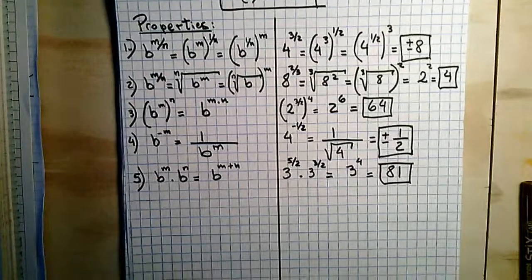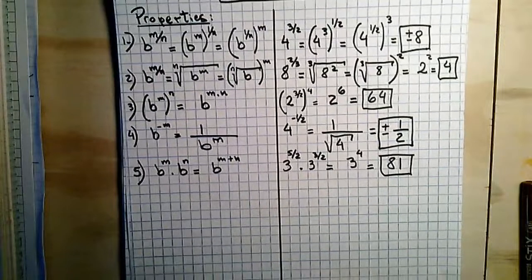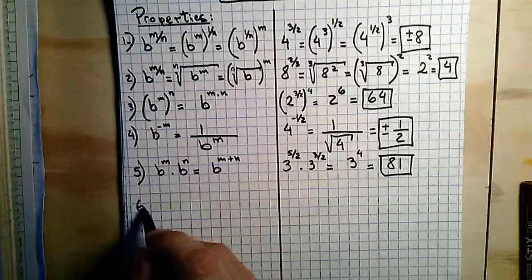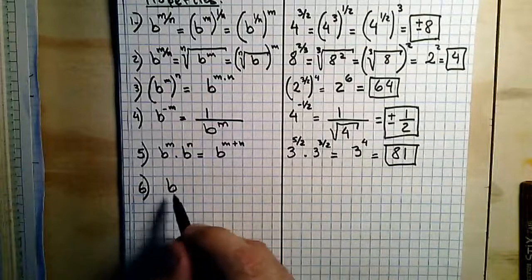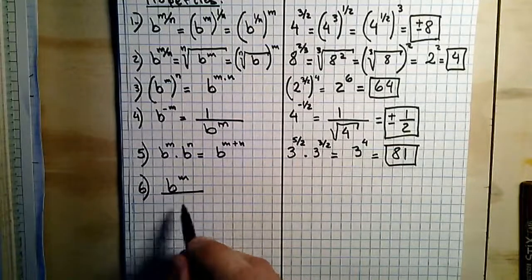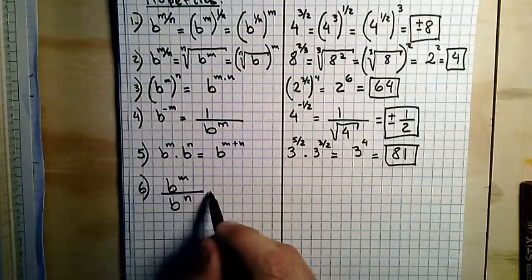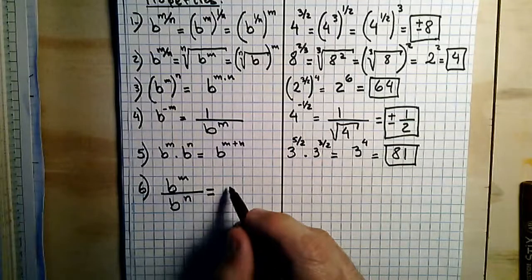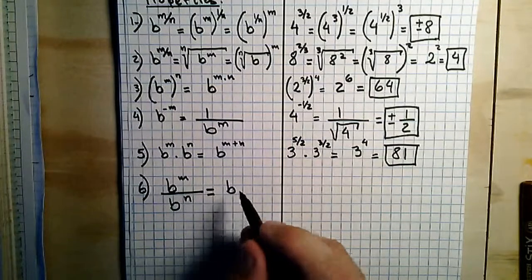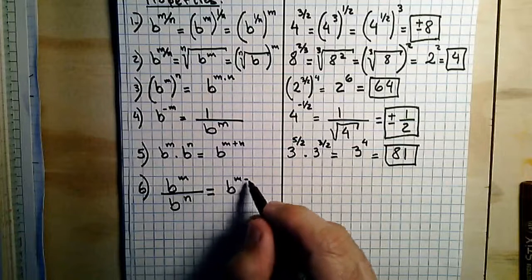Very good. So number 6 now, property number 6 is going to be b to the power of m divided by b to the power of n. In this situation, because this is division, what I am going to do is subtraction, m minus n.